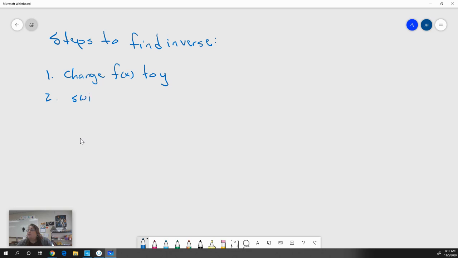switch the x and y's in the function, right? So if you have an x, make it a y. If you have a y, make it an x. Switch the x's and y's in the function. Three, solve for y.